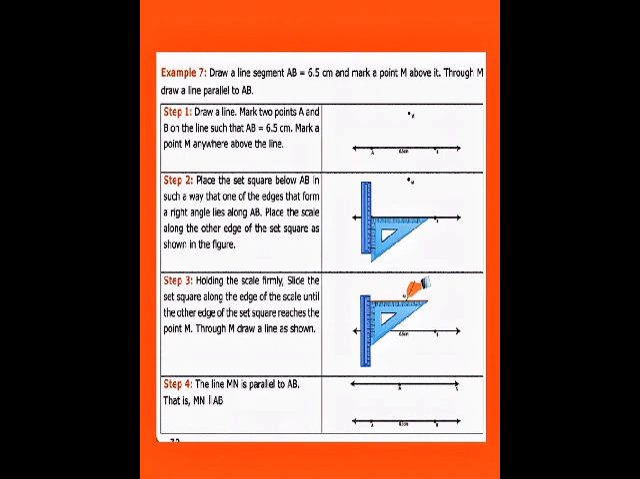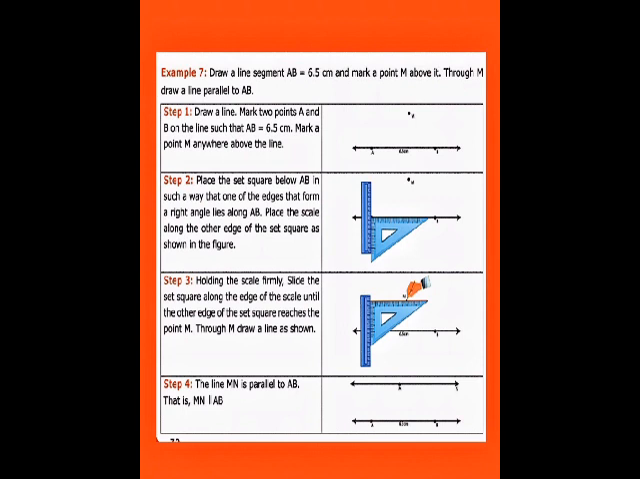Next, we want to place the set square and the scale. We want to place the set square as well as your scale, that ruler, along the line so that it touches the line. Next step: holding the scale firmly, slide the set square along the edge of the scale. You should not move the scale, but you can move the set square, until it touches the point M.